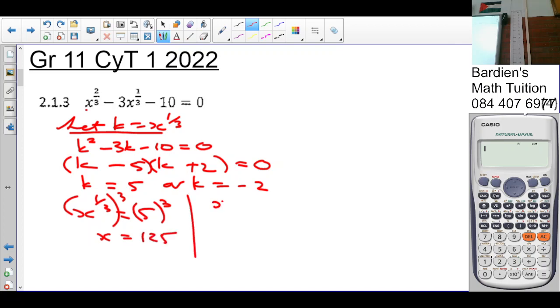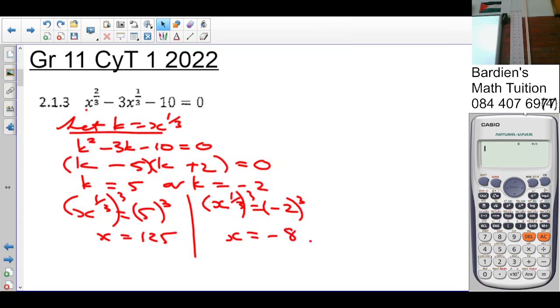On the other hand, we got x to the third is equal to minus 2. Raise it to the power 3 on both sides. So x is equal to negative 8. Okay. Any issues there?